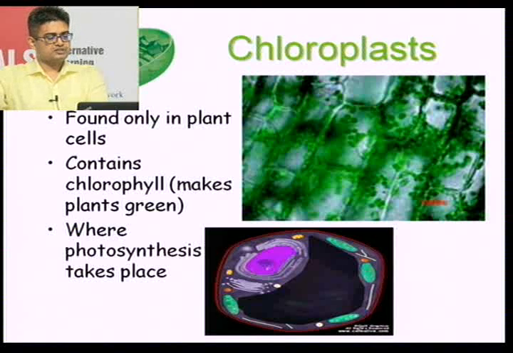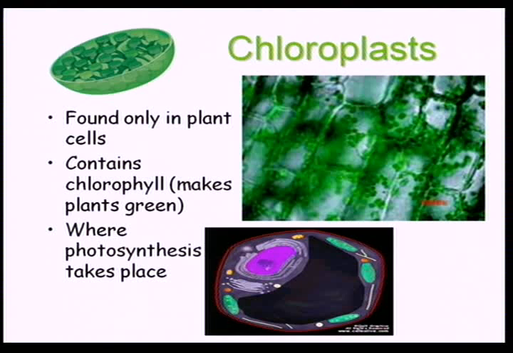Chloroplasts. Chloroplasts are found in plant cells. They contain chlorophyll, which makes the plants green. This is the place where photosynthesis takes place. I'll explain the structure of the chloroplast in full detail.